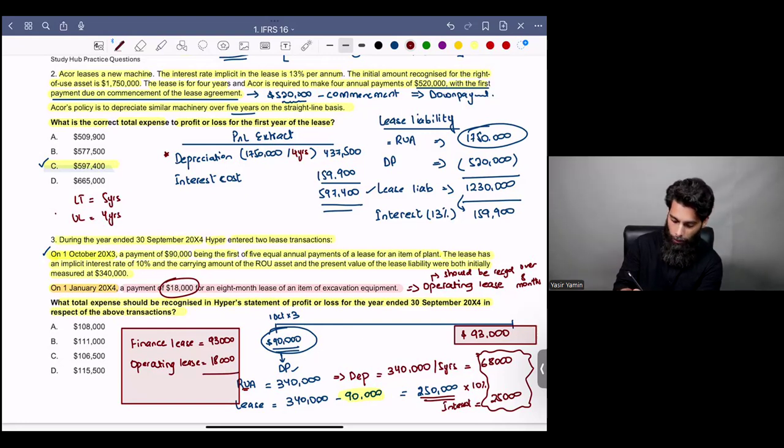So what should be the total amount that goes in P&L? If anybody could tell me. 111,000. Is that the correct answer? Let me know, is that the correct answer? In that case, B should be the answer. Correct? All good?